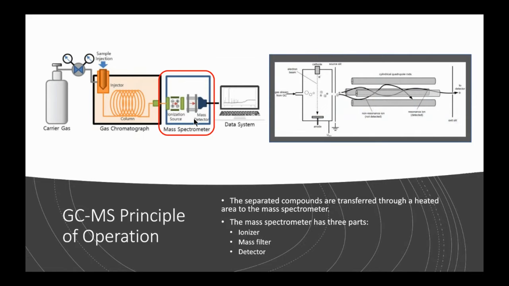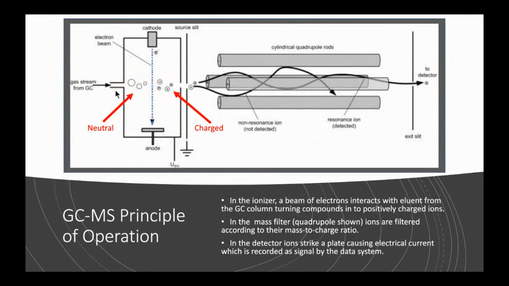So your mass spec is your detector. All right, so compounds are separated as transferring through the heated area right here between the two instruments. And then you have three parts to the mass spectrometer. You have an ionizer, a mass filter, and a detector. Let me go into that in a little more detail. So over here, you have a GC stream, and the compounds that are being separated are going to flow through the entrance of the source. So this is the ionizer, this area right over here.